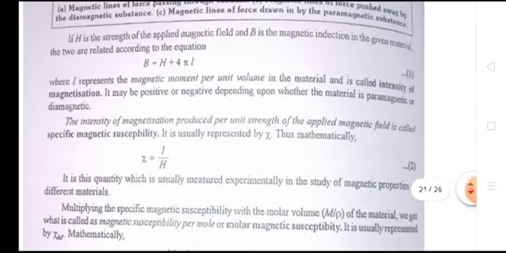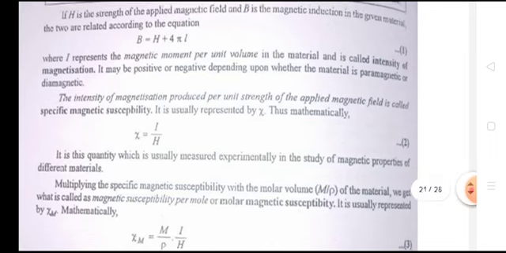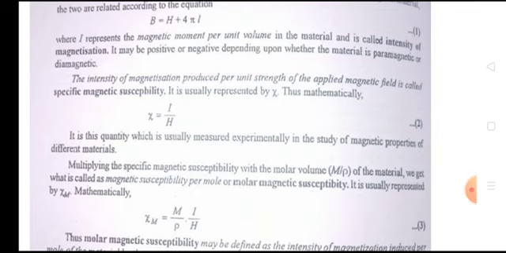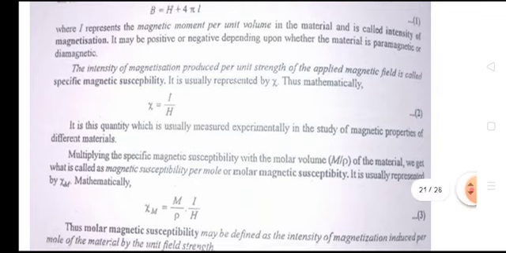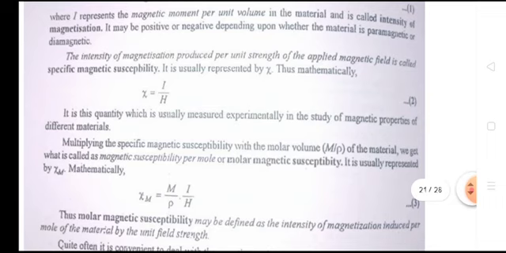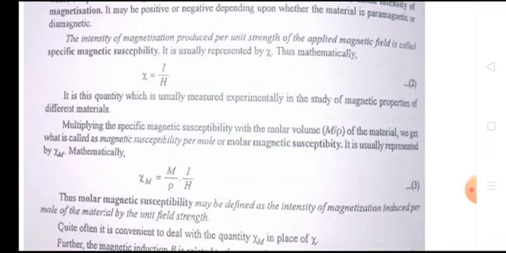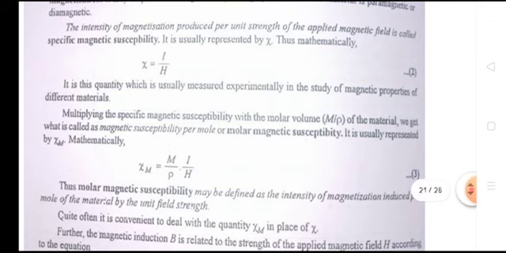If H is the strength of the applied magnetic field and B is the magnetic induction in the given material, the two are related according to the equation B is equal to H plus 4 pi I, where I represents the magnetic moment per unit volume in the material and is called intensity of magnetization. It may be positive or negative depending upon whether the material is paramagnetic or diamagnetic. The intensity of magnetization produced per unit strength of the applied magnetic field is called specific magnetic susceptibility.